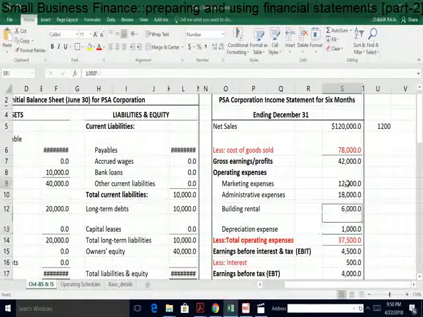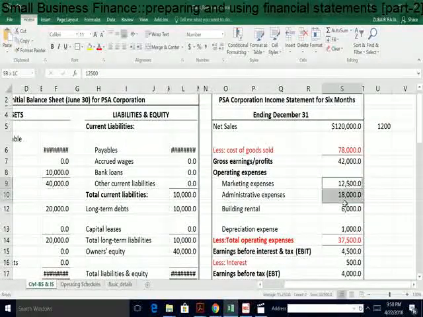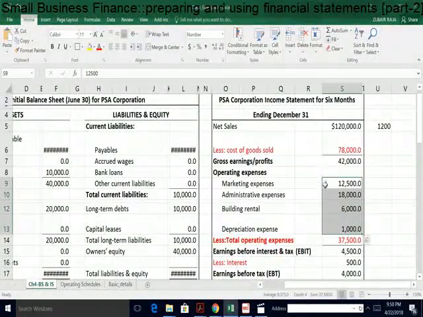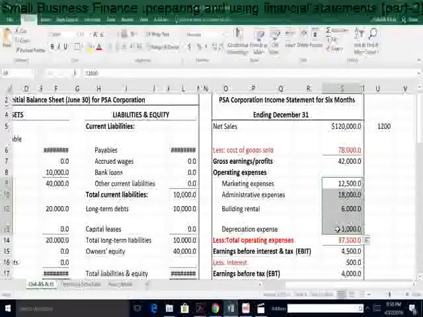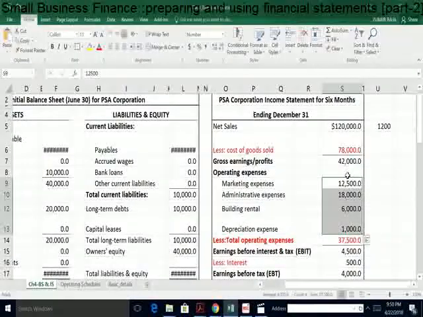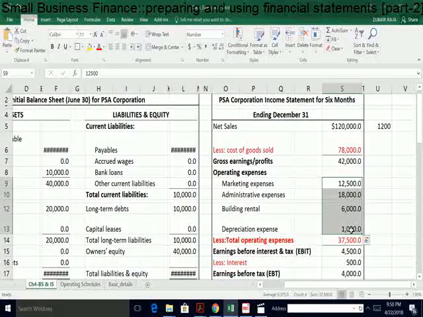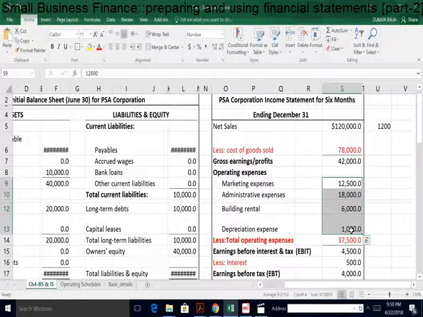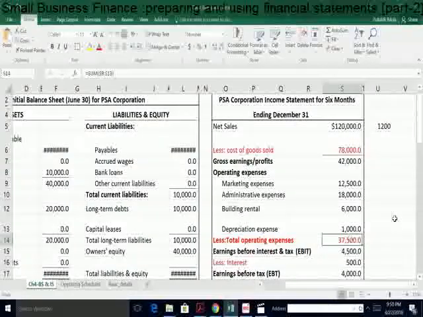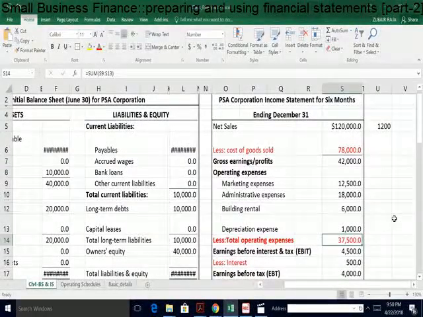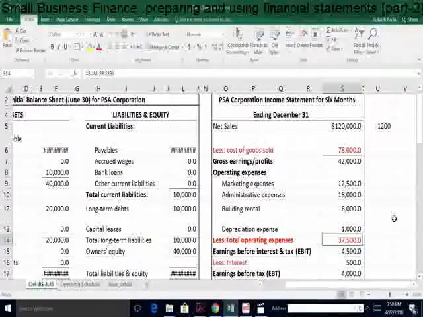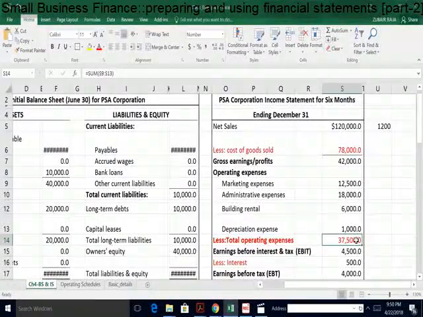Now if you add all these operating expenses together, from S9 to S13, you will get the total operating expenses. So if you add 12,500, 18,000, 6,000 and 1,000, they will give you the total operating expenses, which is 37,500.